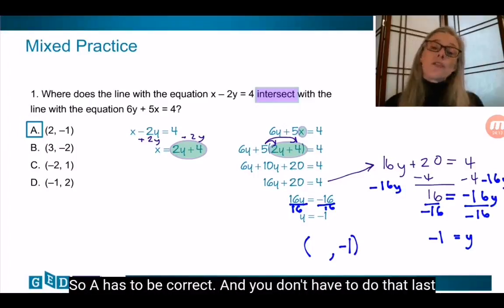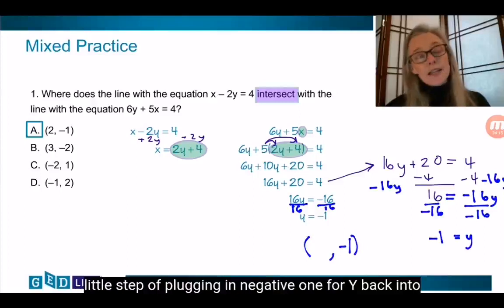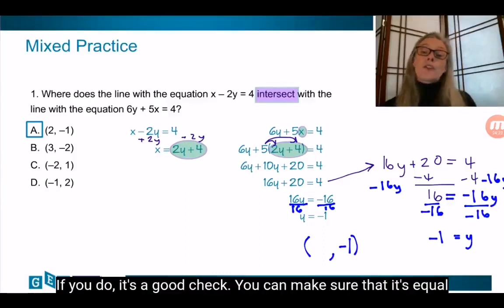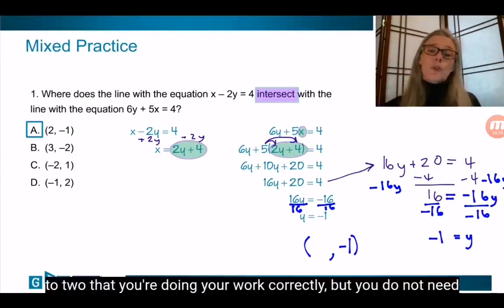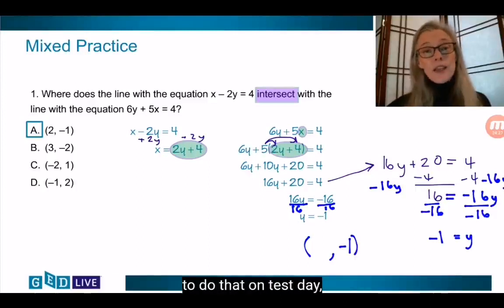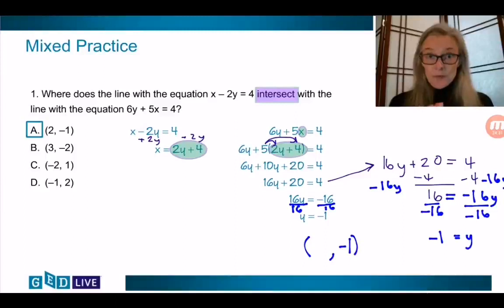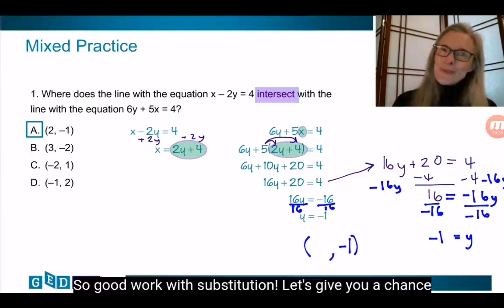And you don't have to do that last little step of plugging in negative 1 for y back into one of these equations to get the value of x. If you do, it's a good check. You can make sure that it's equal to 2 and that you're doing your work correctly, but you do not need to do that on test day if that y value matches only one of the answer choices. Okay? So good work with substitution.